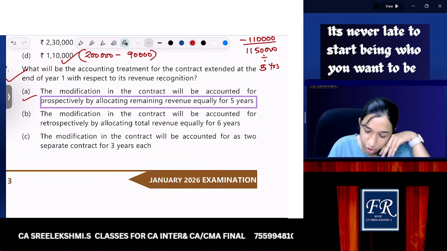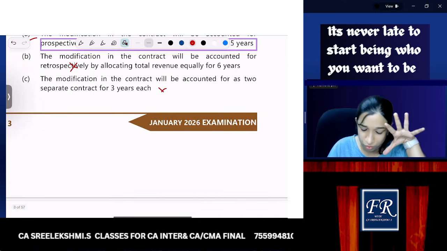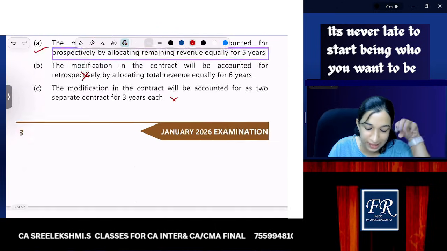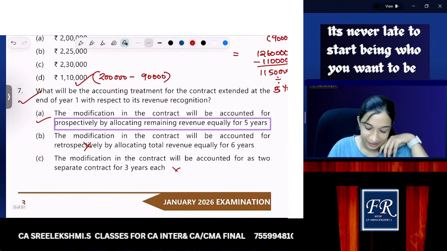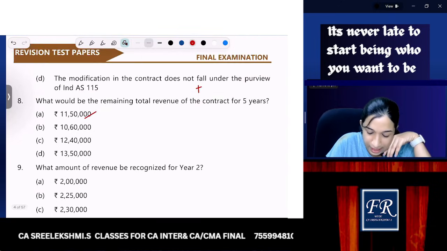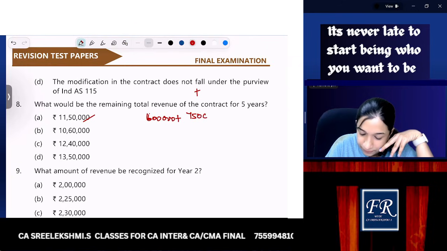The modification in the contract will be accounted retrospectively. No. The modification in the contract will be accounted as separate contract. No. The modification does not fall within the purview of 115. No. So option A is the right answer. Now, what will be the remaining total revenue? Oh, we already calculated 11,50,000. Again, if you want me to repeat, it is 6 lakhs already, plus 7,50,000 we added, minus 90,000. This is the total contract revenue.